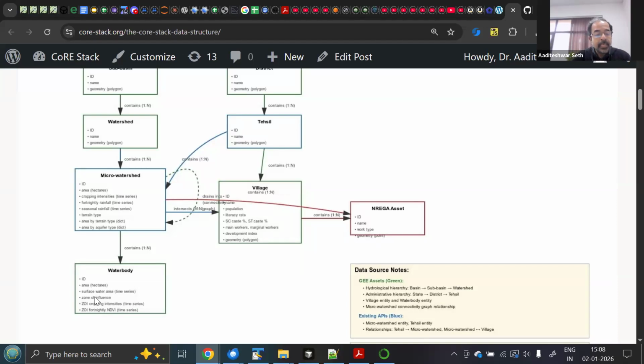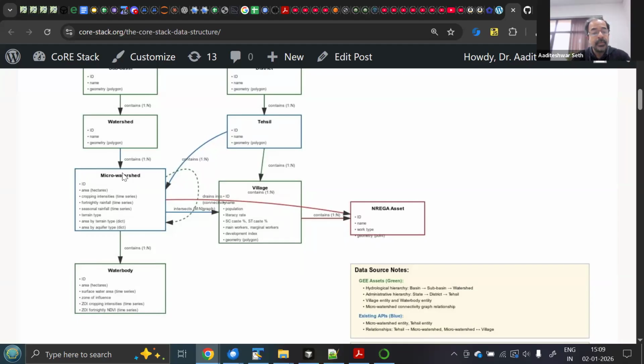Then there are other things, like the zone of influence of this water body: how much area does it support cropping in? And in that zone of influence, a time series of cropping intensity: how much area in that zone of influence of the water body is single crop, double crop, and so on. So the idea is that a water body is a unit.